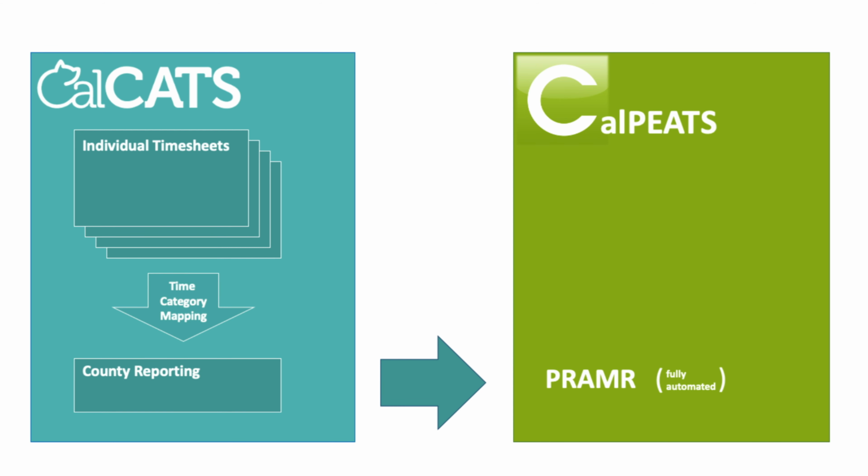Alternatively, a county can decide to have the users enter their time exclusively in CalCATS. How to map the timesheet categories to specific Primer sections will be part of a different tutorial.